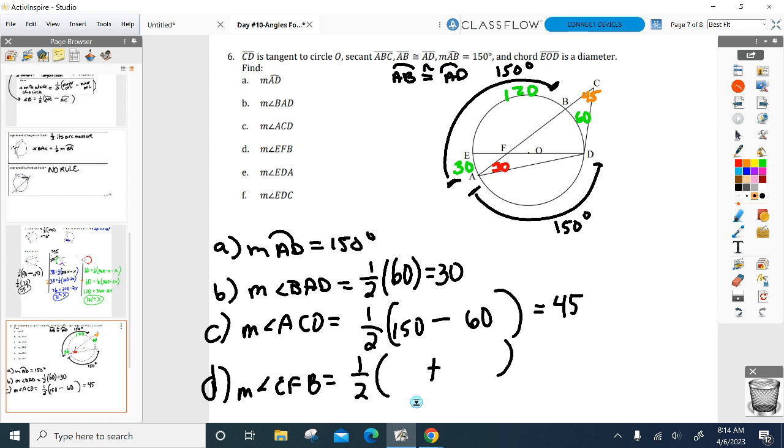All right, Anna, what arc belongs to EFB? What's that arc measure? EFB belongs to 120. And now look at its vertical angle. What's the arc measure of its vertical angle? 150. Yep, good work. What do you got there for me?